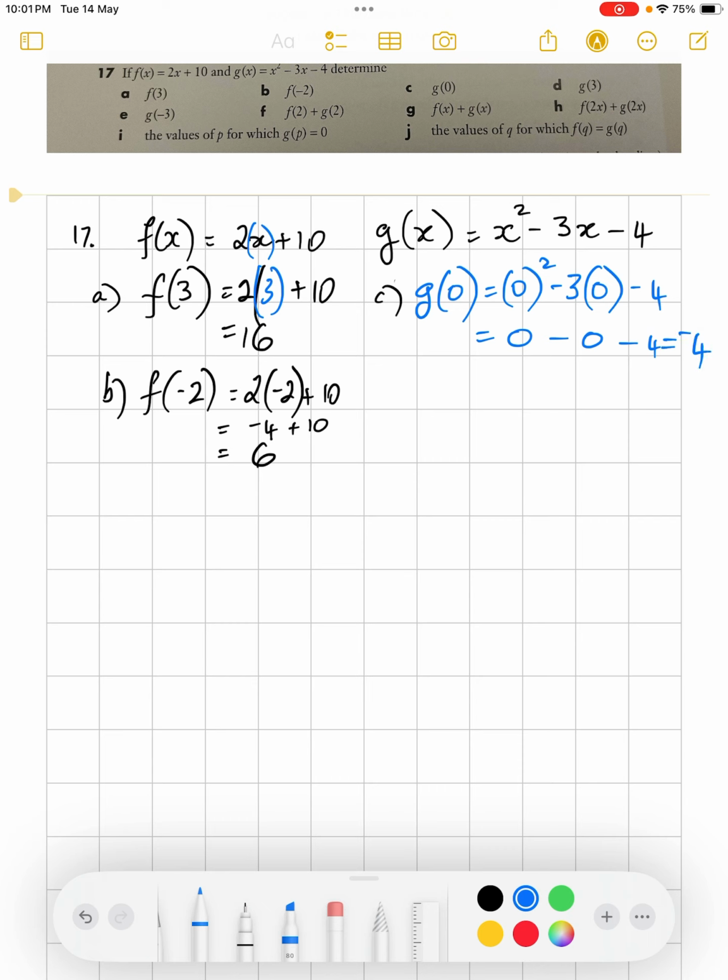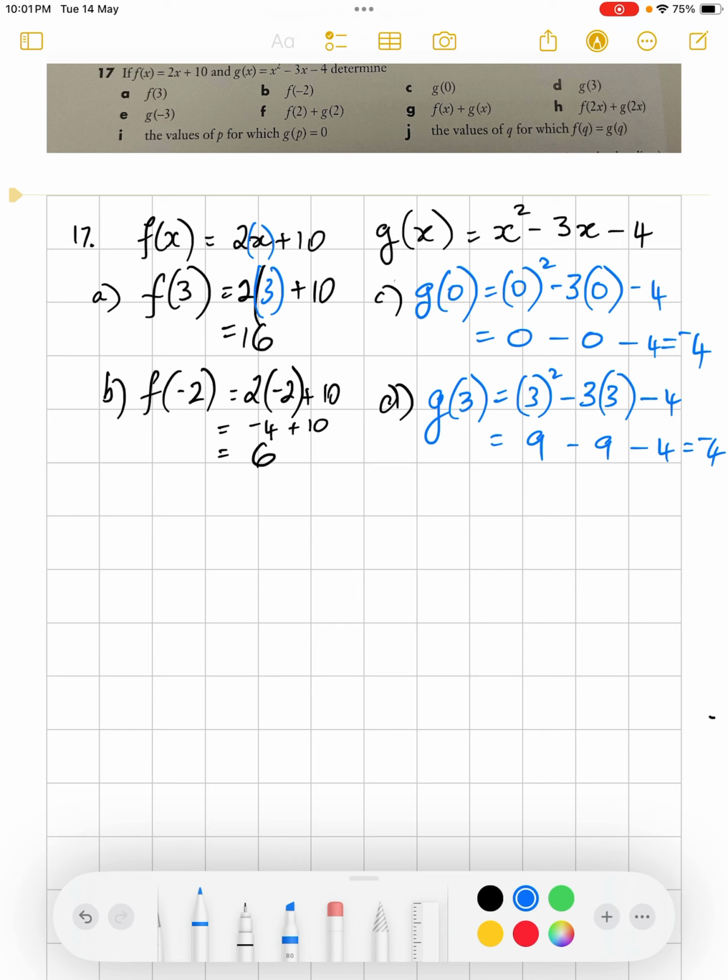All right, so let's do part D. G of 3. Well, g of 3 is to put a 3 in the g function. So 3 squared, take 3 times 3, minus 4. So 9 minus 9 minus 4 is negative 4. Same as g of 0.